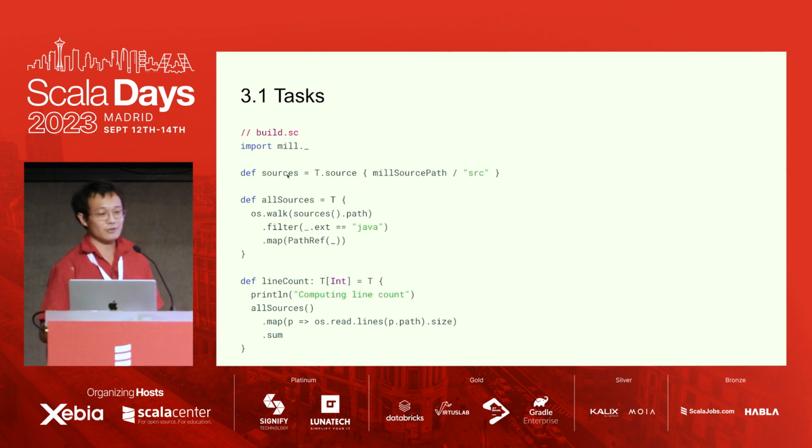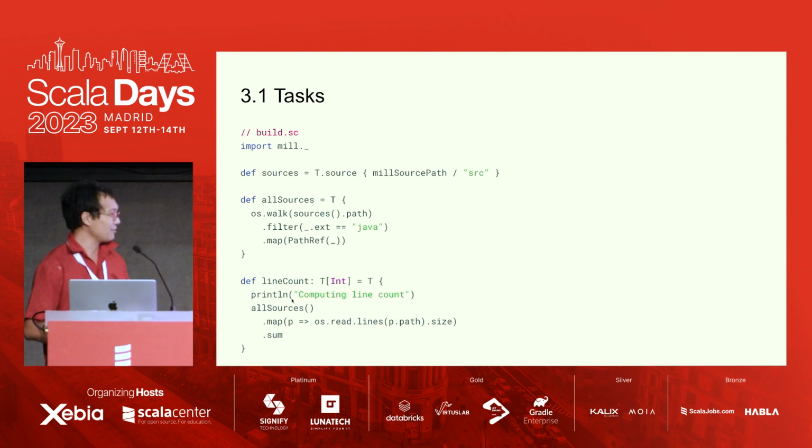Like, this is a sources task that depends on the source folder. And T targets. So this T without any suffix means a target that is not a source folder, but something that's computed based on upstream targets. So here, sources depends on the source folder. allSources is a target where we walk the sources path, find all the Java files, and return a reference to them. lineCount is a target that returns an integer. You can annotate types like any other Scala code.